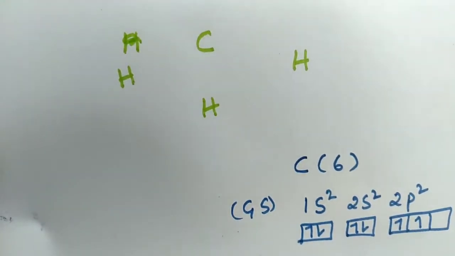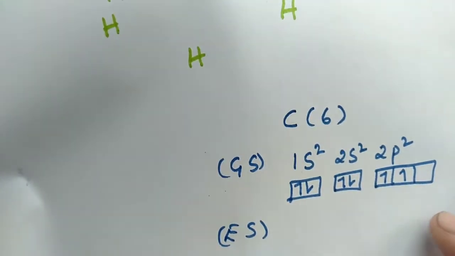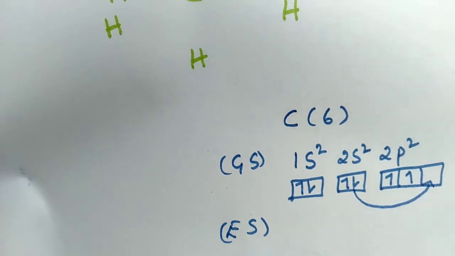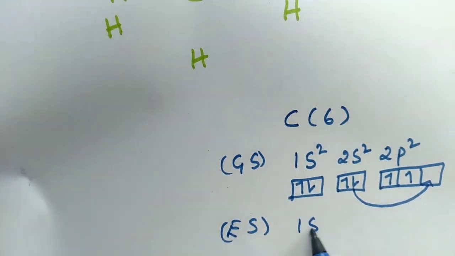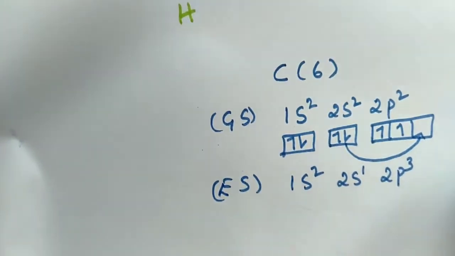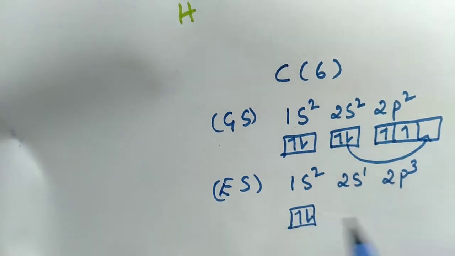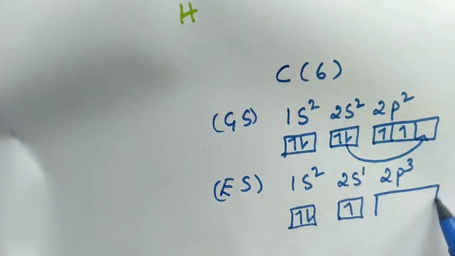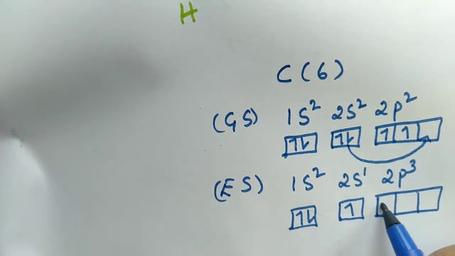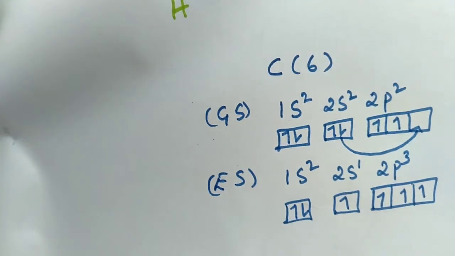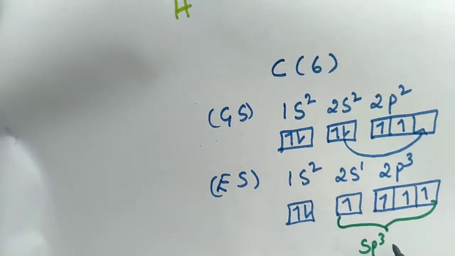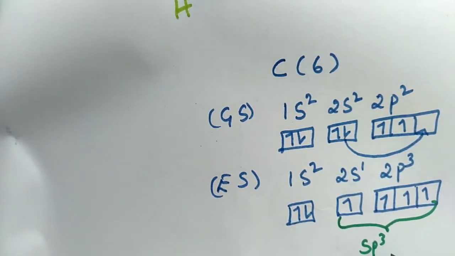Now in the excited state, one of the electrons jumps to this empty box. Okay, so we have 1s2, 2s1, 2p3. We have 1. Now this empty box has been filled by 1 electron. So we have it in this way. Now what is this? These are the sp3 hybrid orbitals.